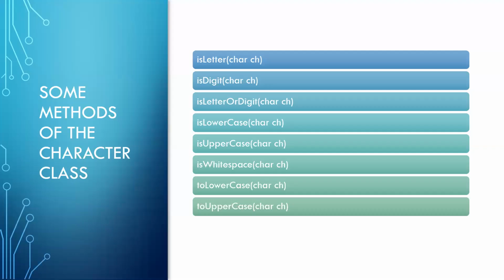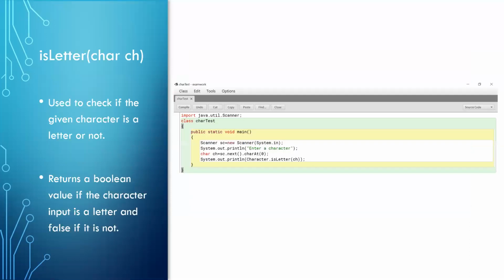As you can see, here are some methods of the character class. Now let's study them in detail. The first method we are going to study is isLetter. isLetter is used to check if the character input is a letter or not, and it always returns a Boolean value. It returns true if the character input is a letter and false if it is not. In the side example, you can see that the syntax for this is just Character with capital C dot isLetter and then the char variable.